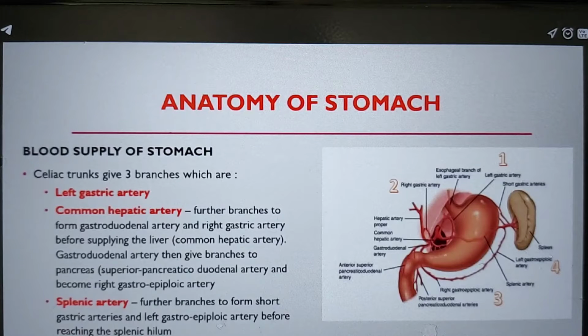And the gastroduodenal artery then branches to the pancreas, forms the superior pancreaticoduodenal artery, and becomes the right gastroepiploic artery. And the splenic artery further branches to form the short gastric arteries and left gastroepiploic artery before reaching the splenic hilum.